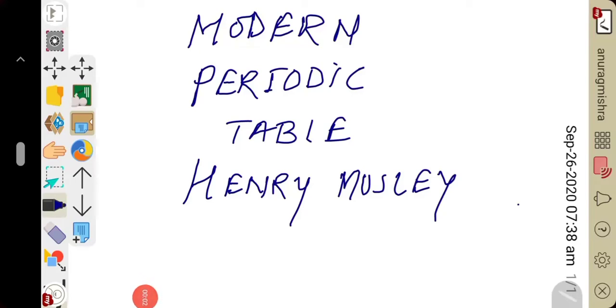Hello children, good morning. Today we will discuss the remaining part of the modern periodic table given by Henry Moseley. As I have already told you all, there are different types of elements present in Henry Moseley's periodic table. Today I would like to give you a brief of those different types of elements. Okay, so let us start.